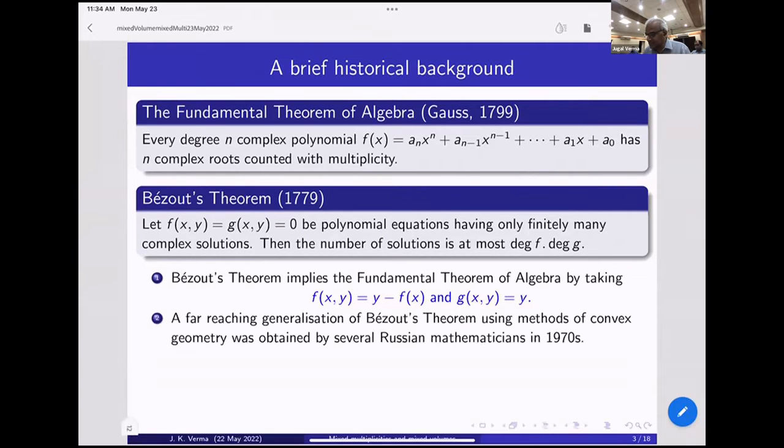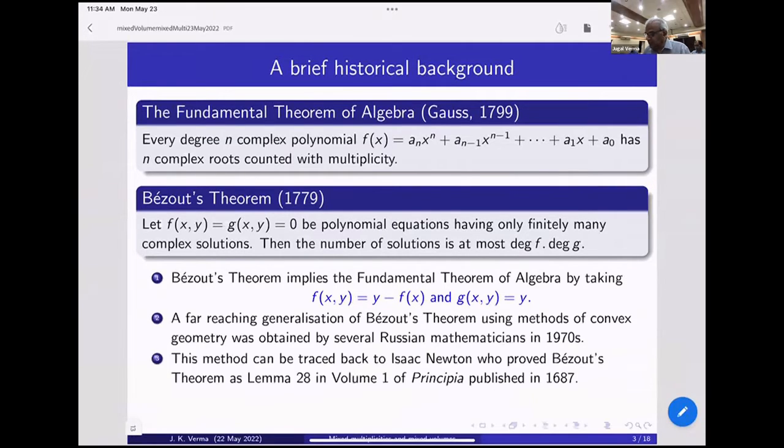But a far-reaching generalization of Bézout's theorem using methods of convex geometry was obtained by several Russian mathematicians in 1970s. And this method can be traced back to Isaac Newton, who actually proved Bézout's theorem, and it is actually lemma 28 in volume 1 of Principia. This was published 90 years before Bézout's theorem came out. So it again proves that name of a theorem doesn't really mean that that person proved that theorem.